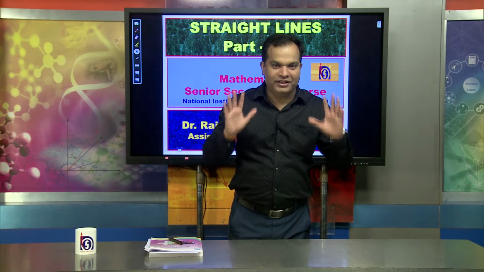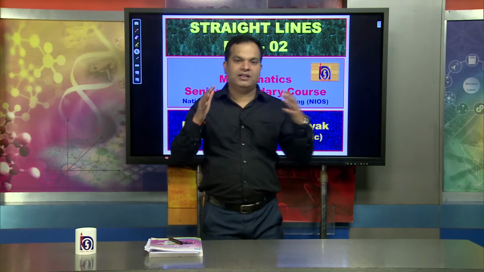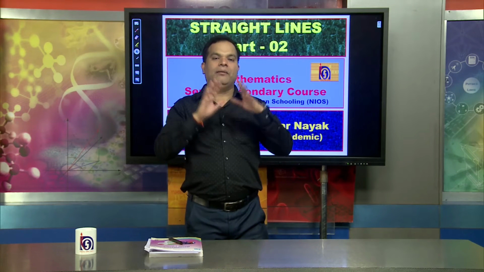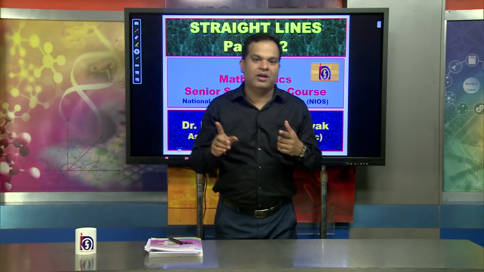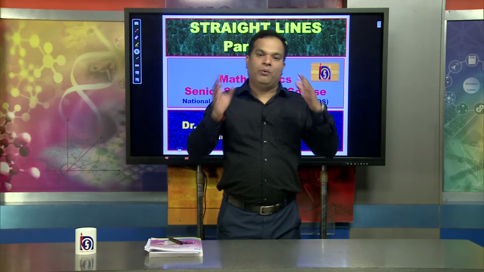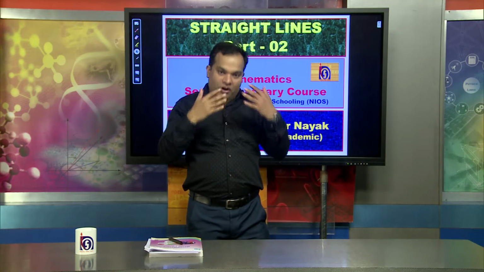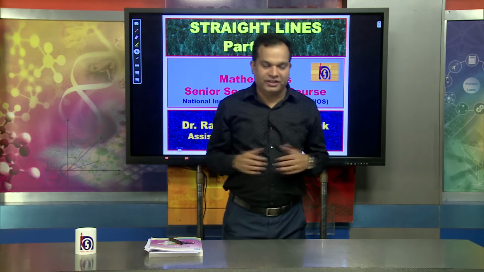Learners, we have already discussed the equation of a straight line in different standard forms: the slope-intercept form, the point and intercept form, the two-point form, and the normal form, that is, the perpendicular form. That part we have already discussed.